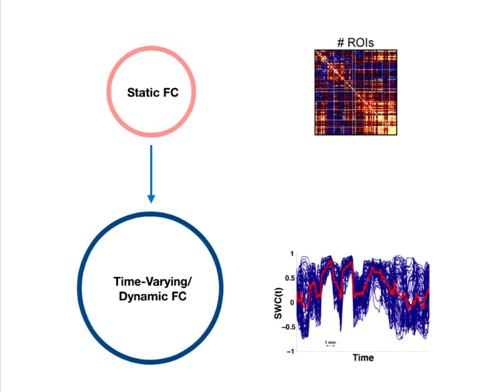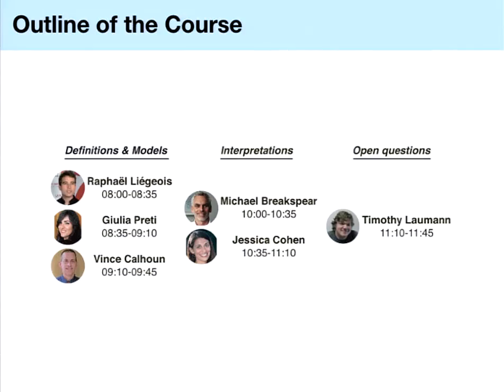This will be the topic of the course, and the outline is as follows. During the first part of the course, we will provide you with some basic terminology about dynamic functional connectivity to basically understand what's going on. So I will be doing this. Then Julia and Vince will go into the details of the different methods and the different families of methods that have been proposed to extend this static representation of functional connectivity.